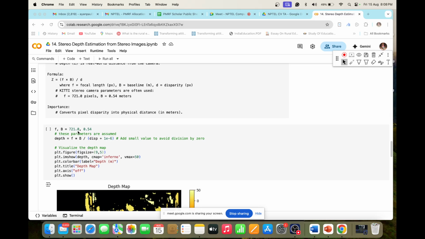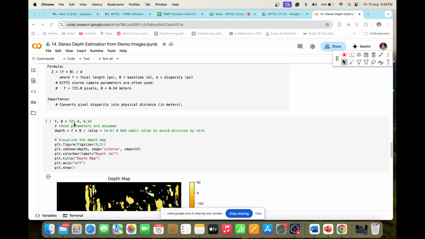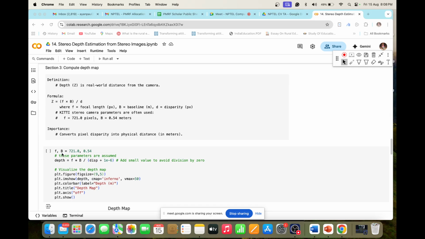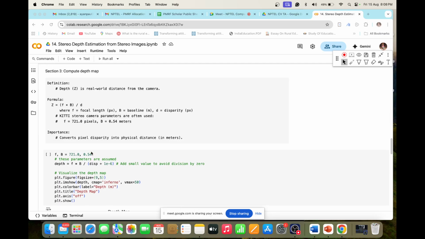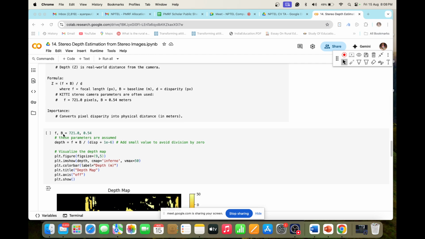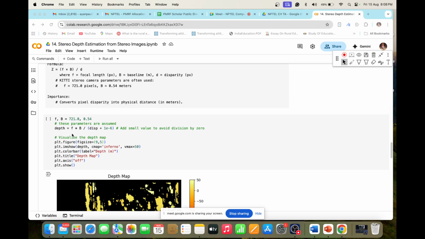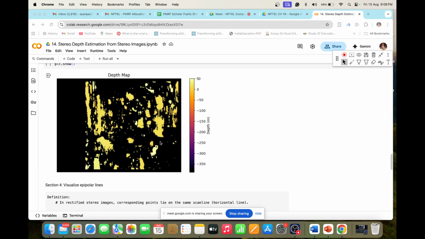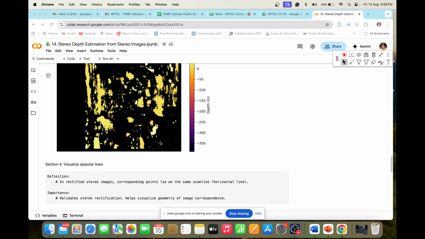So here I have assumed a value of f, taking the value of f in pixels and taking the value of b in meters. So I have assumed this. If you assume this, you can get the depth map. So this is the depth map. You can see this is the depth map.